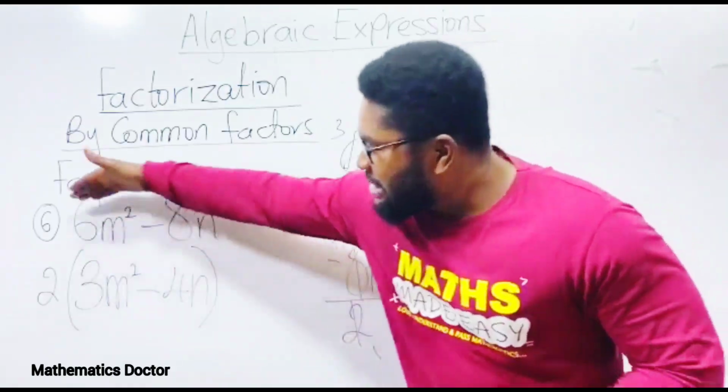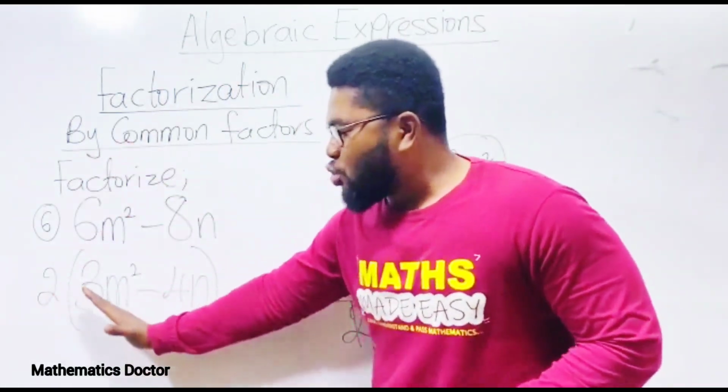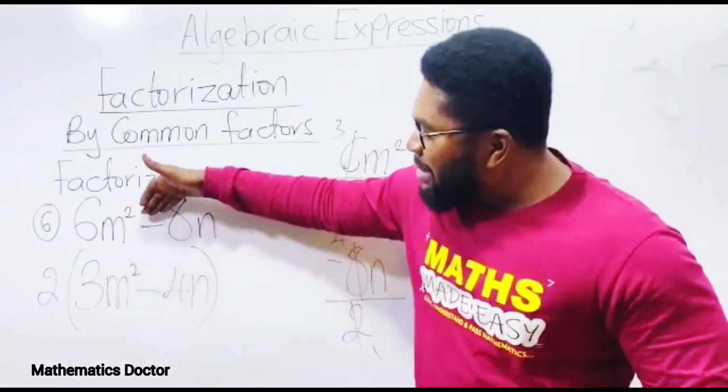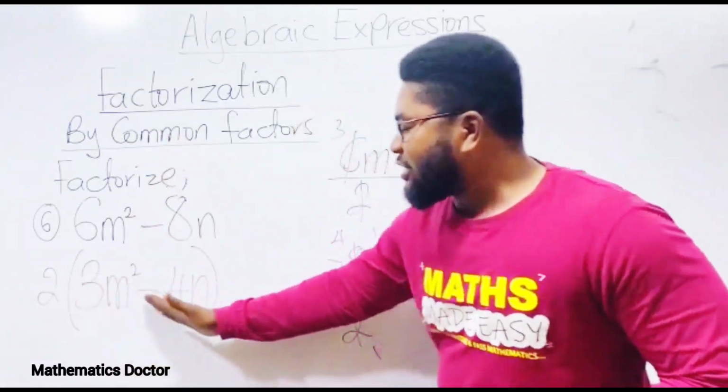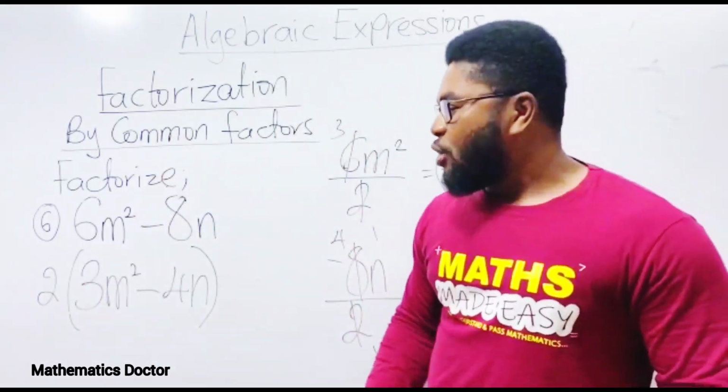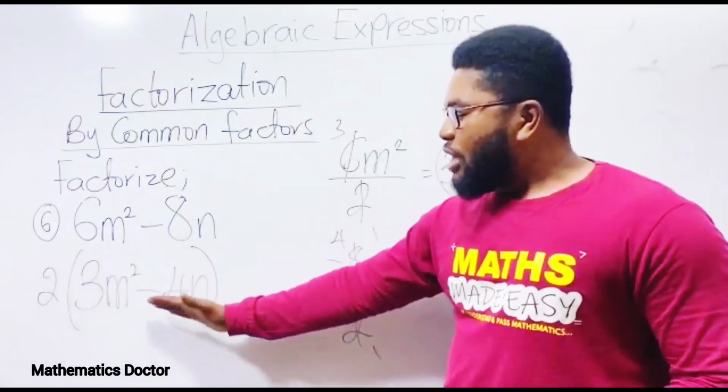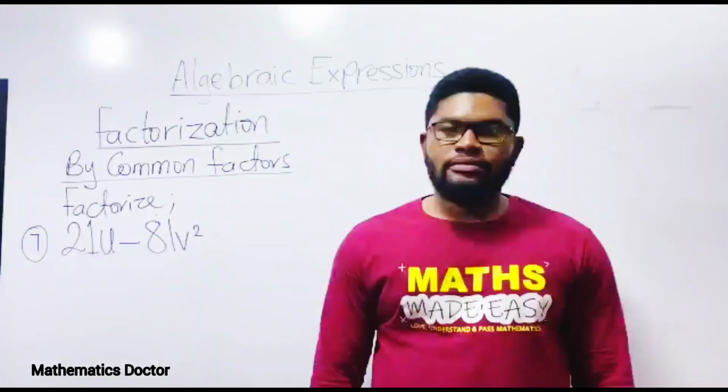This means that 6m squared divided by 2 is 3m squared. And minus 8n divided by 2 is minus 4n. So our final answer will become 2 into bracket 3m squared minus 4n.